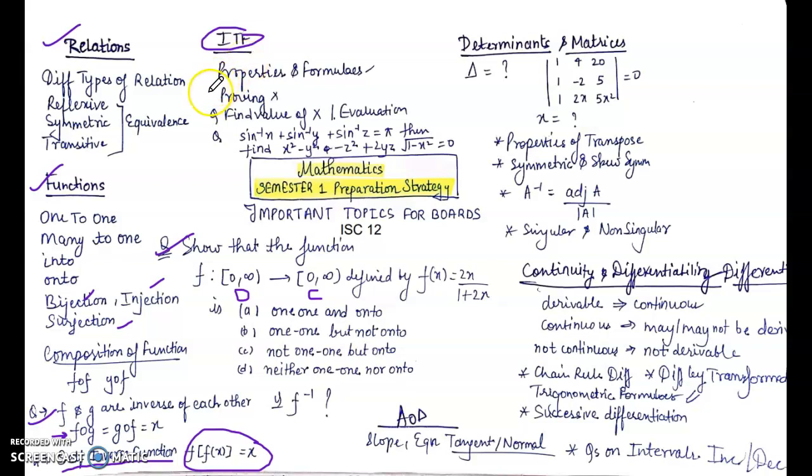Proving questions can be avoided this time because they'll not ask you to prove anything since it is MCQ based. Find the value of x or evaluation questions might be there. And sine inverse x plus sine inverse y plus sine inverse z is equal to pi. This is a question that was asked many times previously, but now proving questions have been eliminated.